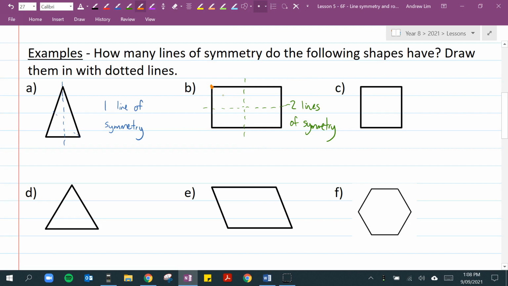For the square, there are four lines of symmetry. Straight down the middle, straight across the middle, and the two diagonals as well. Now this one's a little bit different compared to the rectangle, because when we fold it along the diagonals, this time it actually will cover the other half completely.